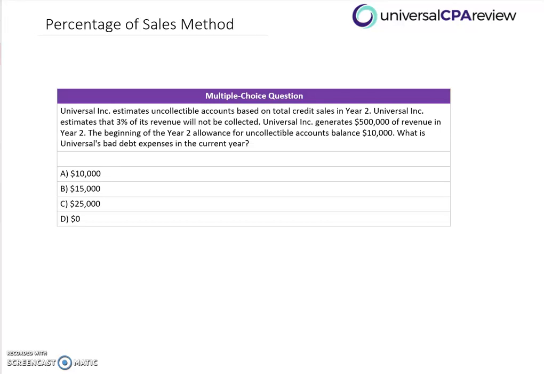All right, taking a look at the percentage of sales method. Universal Inc. estimates that uncollectible accounts are based on total credit sales in year 2. They're going to estimate that 3% of their revenues are not going to be collected. Universal Inc. generates $500,000 in revenue in year 2.